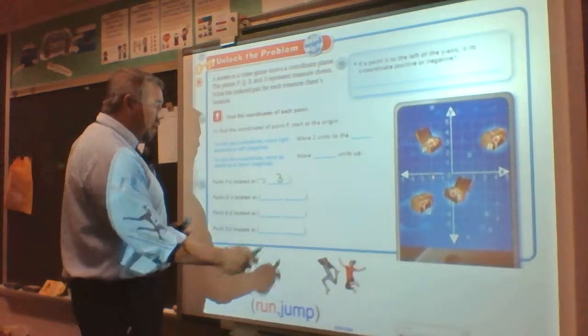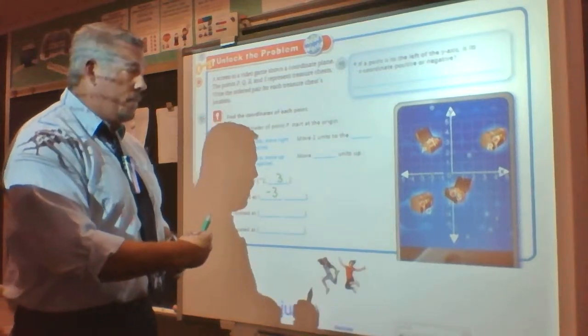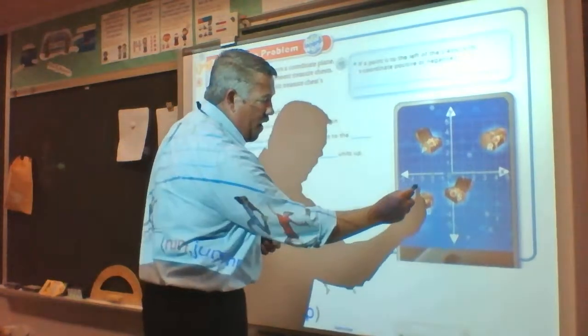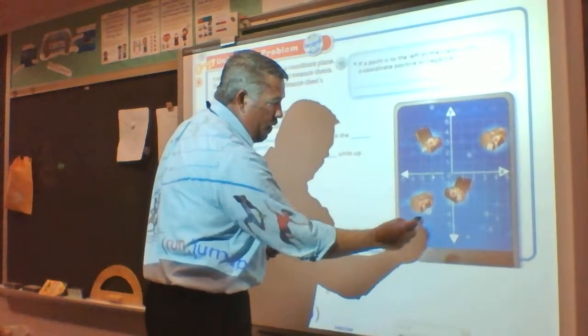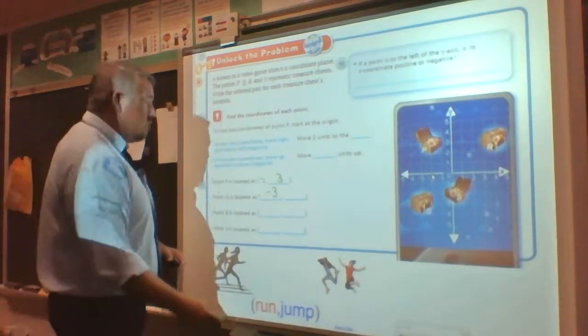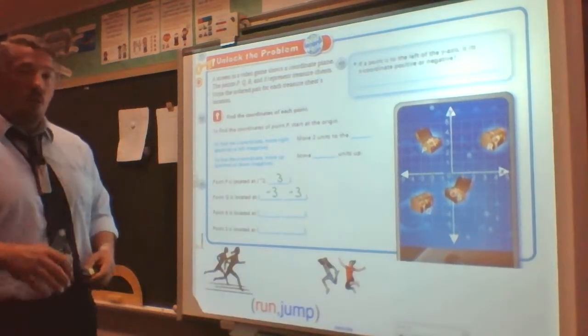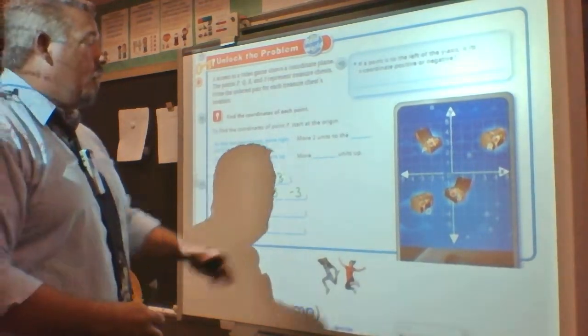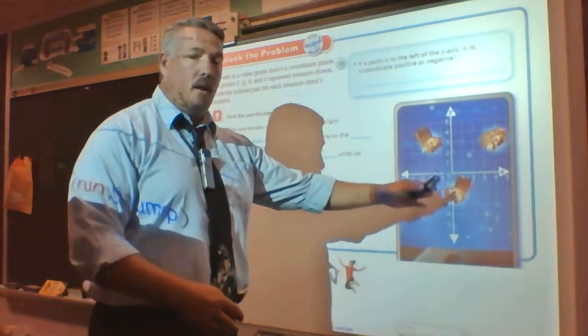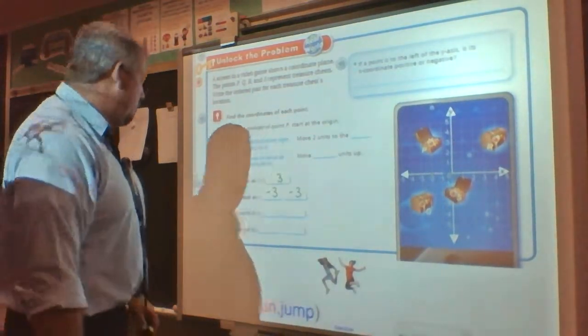I went backwards -3, so my X tells me that I ran back 3. And then on Q, I'm jumping down 1, 2, 3. Jumping down is a negative. So it is also -3. So my ordered pair would be -3, -3. It tells me to run backwards and jump down.